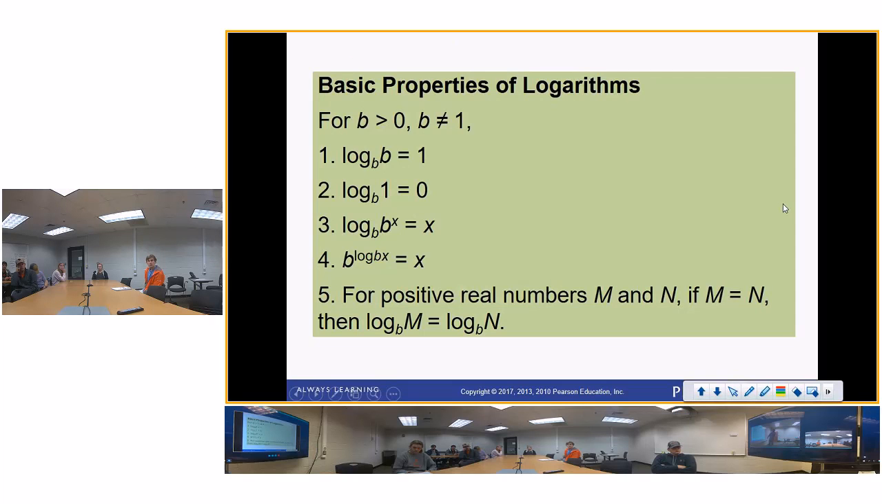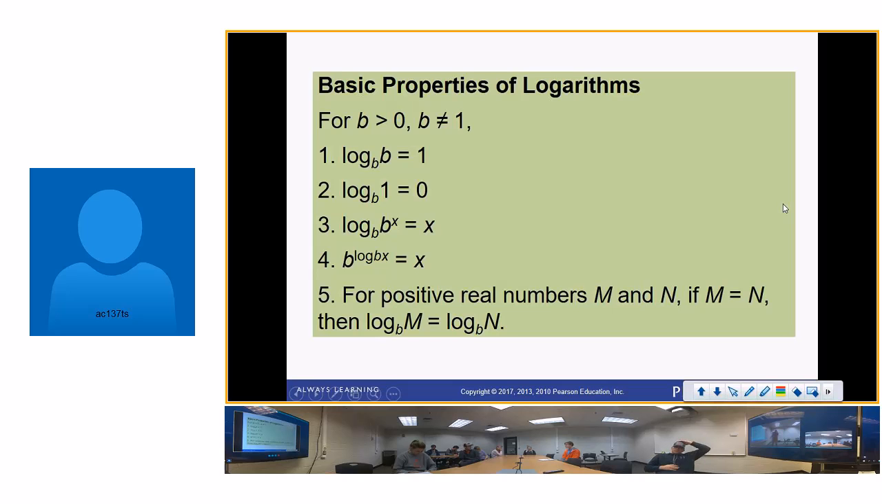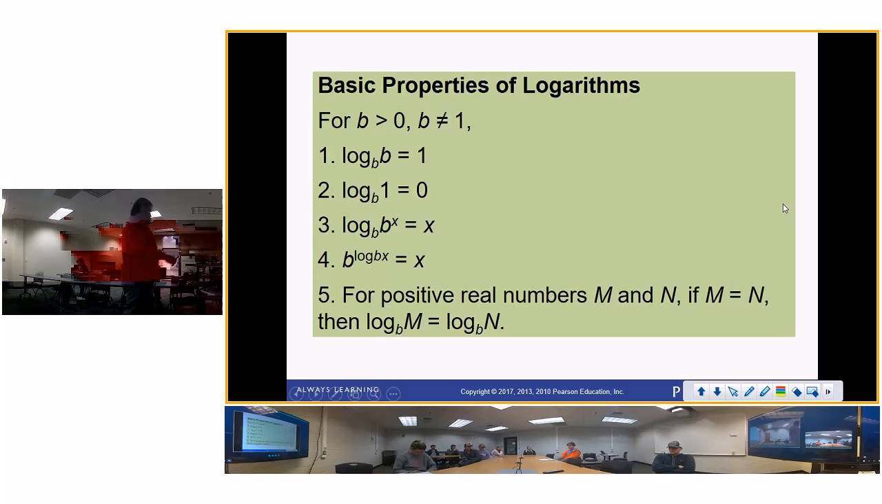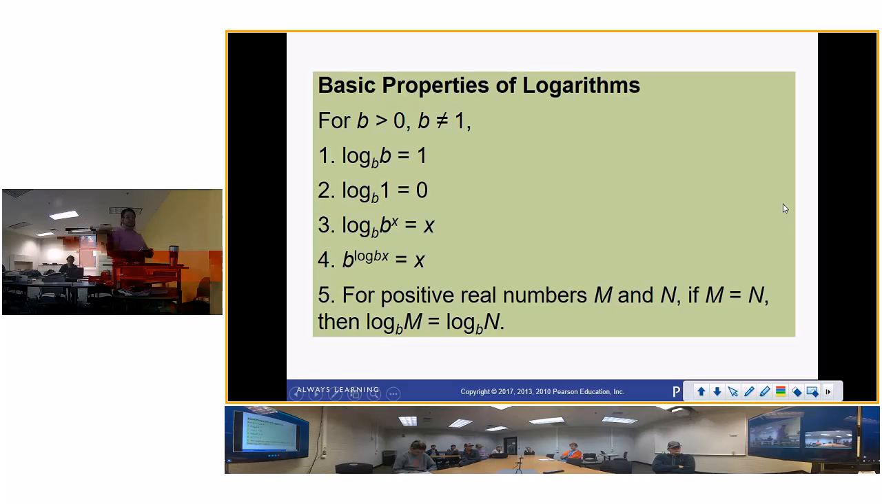Here are your basic properties. These are the numerical properties. Okay, they're on your sheet. They're on the sheet that I gave you at the beginning of the class.